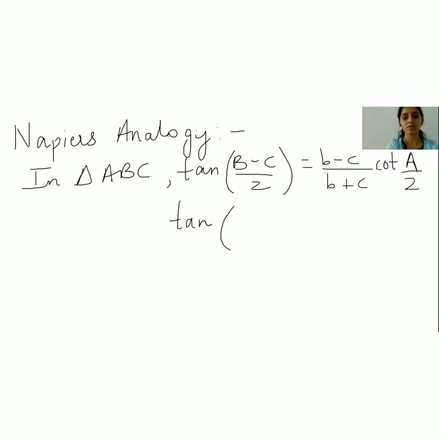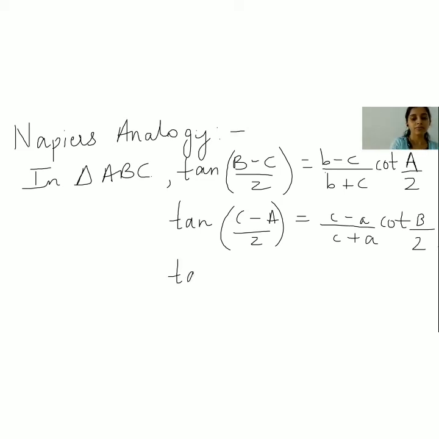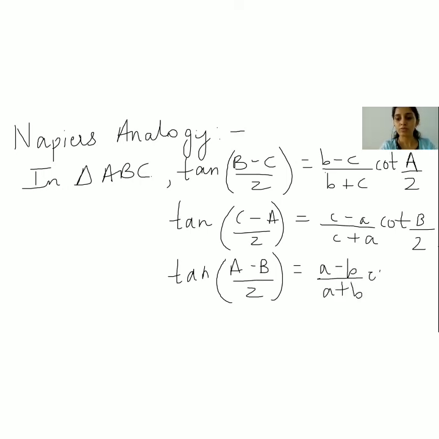So tan of (C minus A) upon 2 is equal to (C minus A) upon (C plus A) cot of B by 2. And tan of (A minus B) upon 2 is equal to (A minus B) upon (A plus B), cot of the angle which is not there, that one we put over here, cot of C by 2.